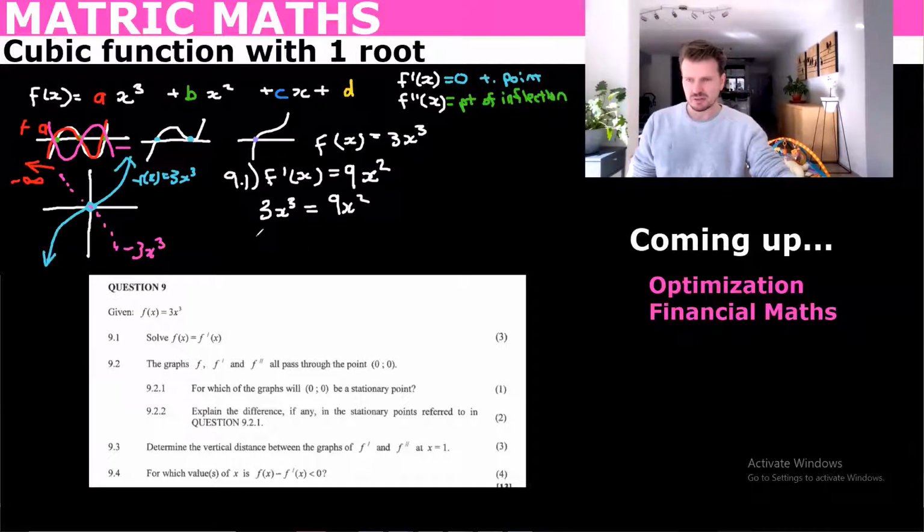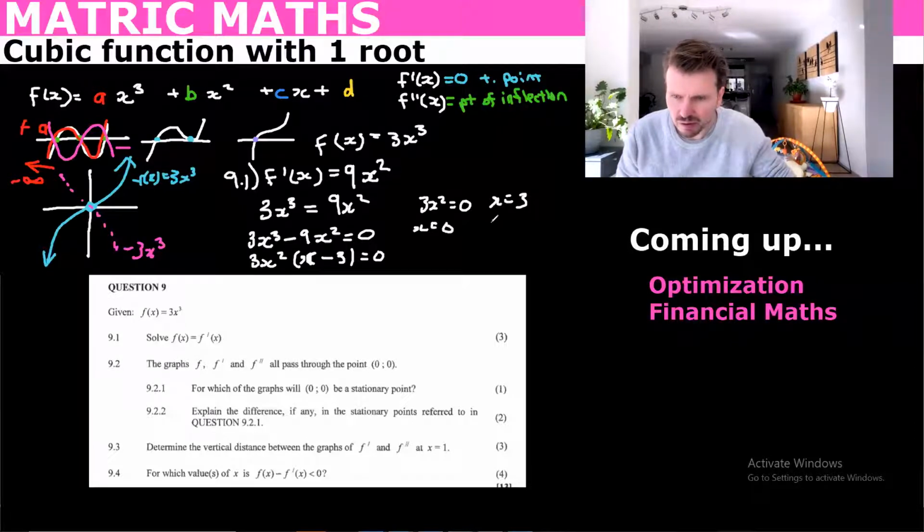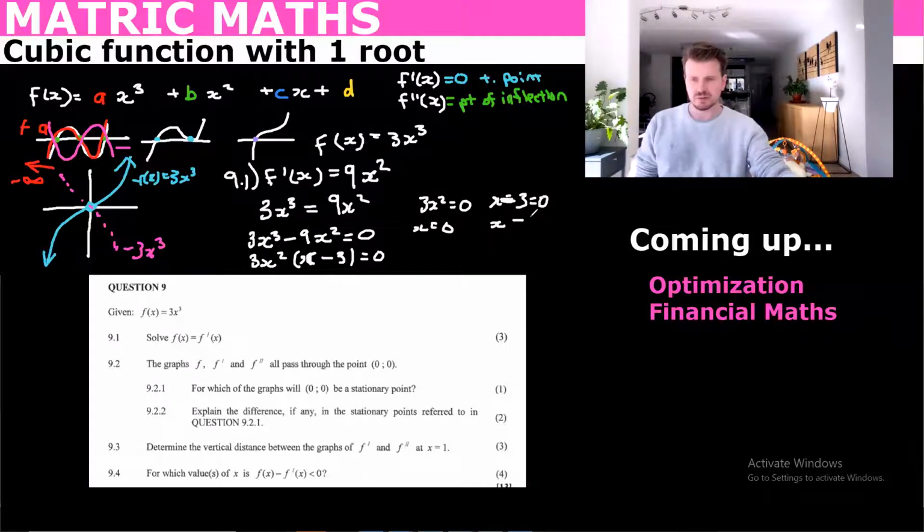And of course, everything goes to one side now. 3x cubed minus 9x squared equals 0. I can take out 3x squared, and I'm left with x minus 3 equals 0. My solutions are 3x squared equals 0, or x minus 3 equals 0, so I get x equals 0, or x equals 3.